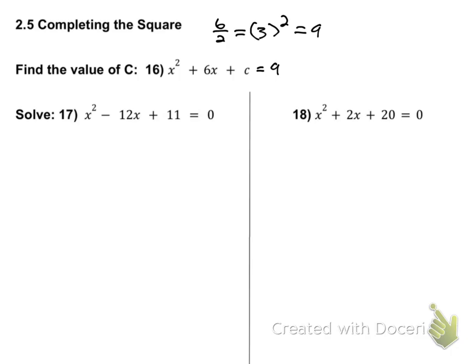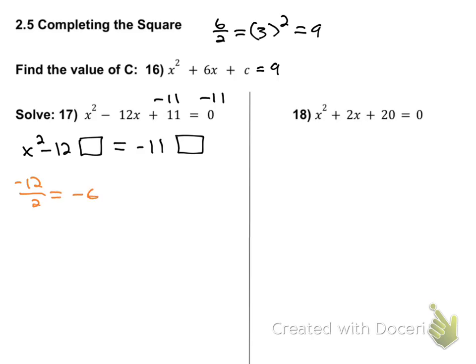17. I'll have x squared minus 12x box equals negative 11 box when I subtract 11 up there. So I'll do negative 12 divided by 2 gives me negative 6, squared gives me 36. So I'll have x minus 6 squared equals 25.